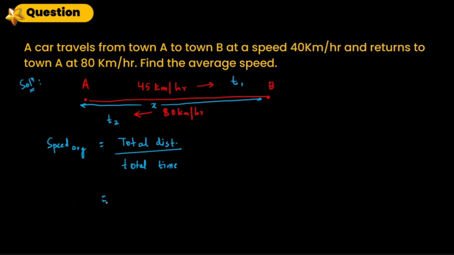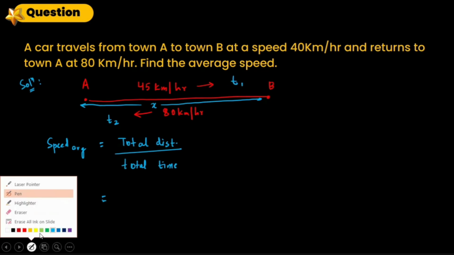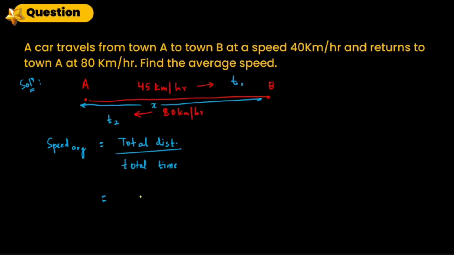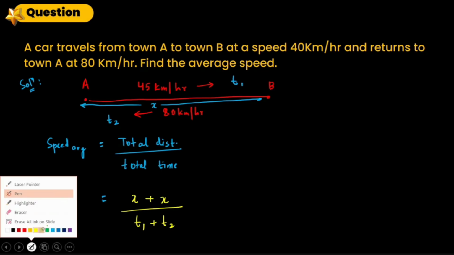Always remember, whatever is there in the question, only that thing can come into the answer. So these variables x and t1, t2 should not be there in the answer. That is the important part. So total distance is going to be, when it is going from A to B, that is x. Then it came back from B to A, that is again x. So x plus x, and total time it took is going to be t1 plus t2. I hope this is very much understandable.